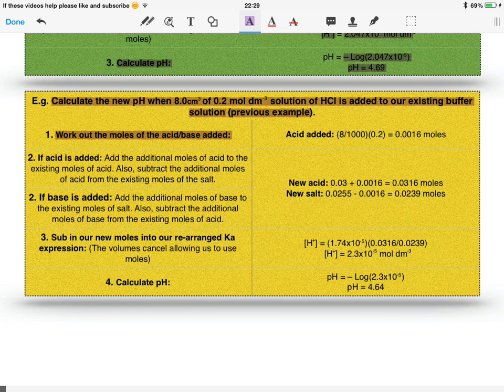In this instance we're adding an acid, so the acid added is 8 divided by 1000, because we convert the volume into decimeters, times 0.2, which is the concentration. This gives us our moles added as 0.0016, or you may have got 1.6 times 10 to the minus 3. Let me just check on that.